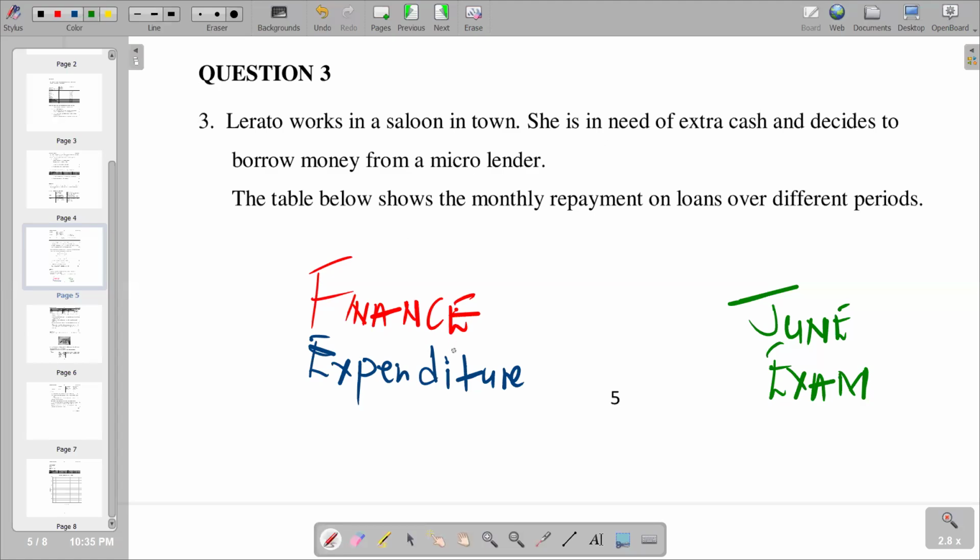We are going to look at finance, and we're going to look at expenditure in particular, whereby we're going to look at the question from the question paper of the June exam. So we are looking at question 3. On that question paper, it reads, Lelato works in a saloon in town. She is in need of extra cash and decides to borrow money from a micro lender. The table below shows the monthly repayment on loans over different periods. So we're given monthly repayments over different periods.